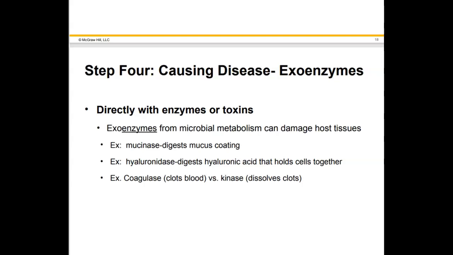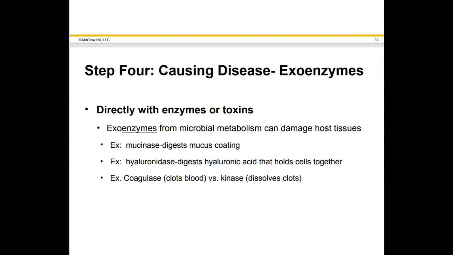And we can use these enzymes also as a way to help us identify which microbes are present within an individual by using different cultures. And that helps us to characterize some of these microbes because of these enzymes that they secrete as part of their normal metabolism. So exoenzymes, as it says, a lot of times can damage host tissues.